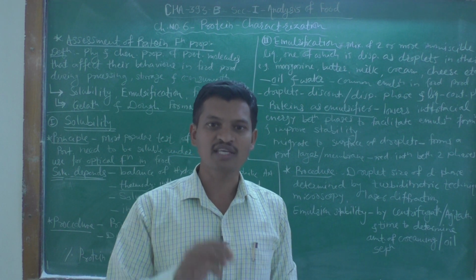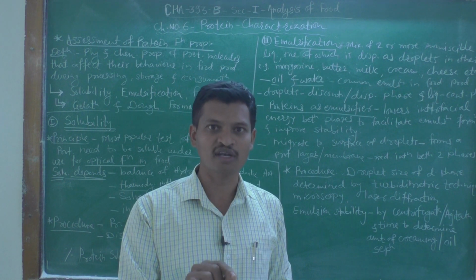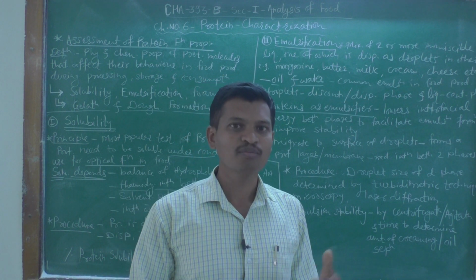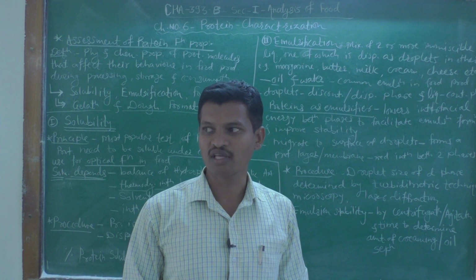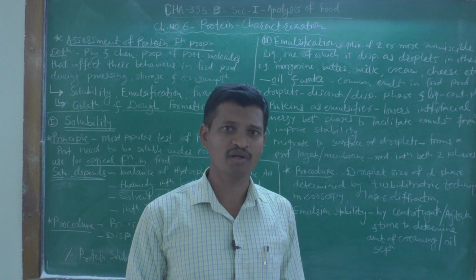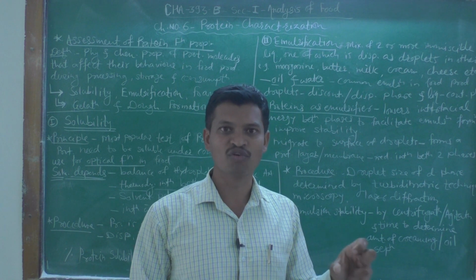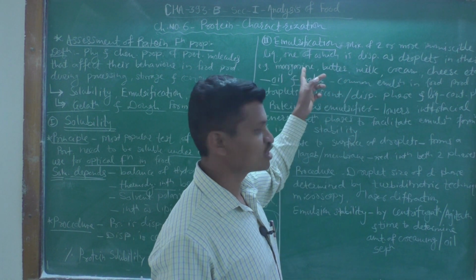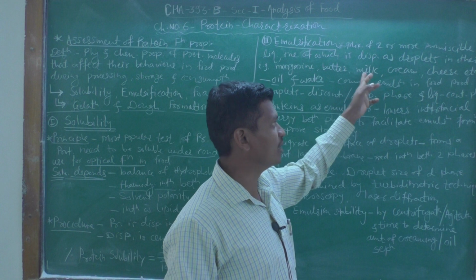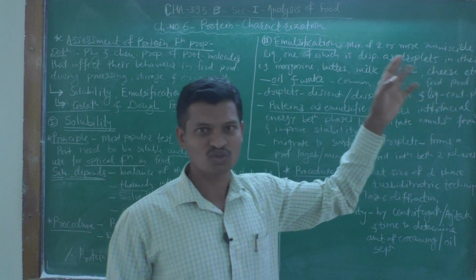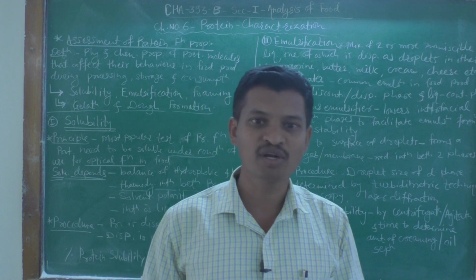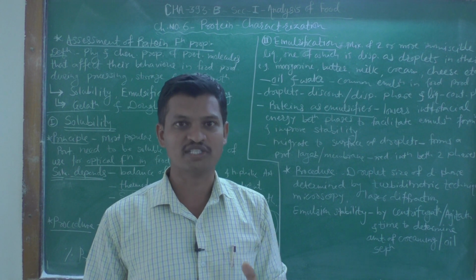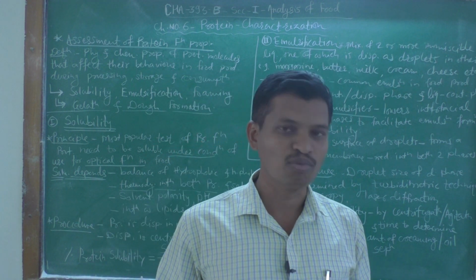So that's why the emulsification process must be done for any food product, and there are different examples of emulsions in food products: margarine, that is vanaspati ghee, butter, milk, cream, cheese, etc. All these are nothing but milk and milk products, and examples of food emulsions encountered in the food industry.